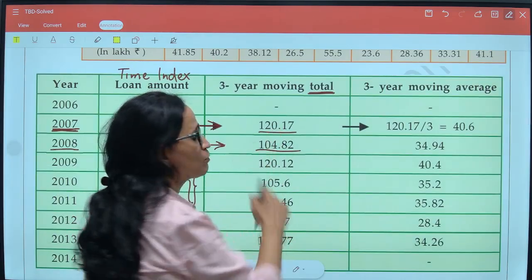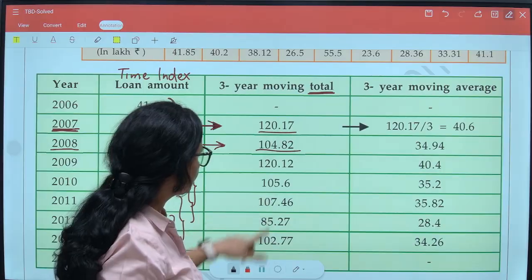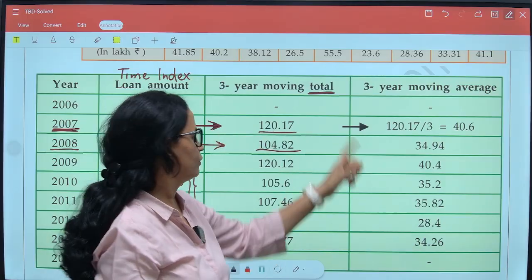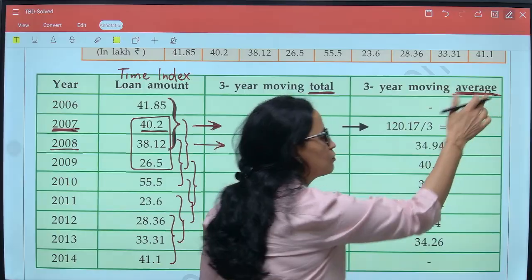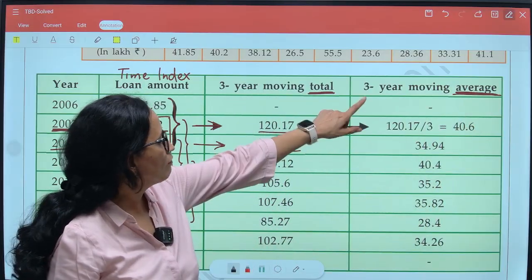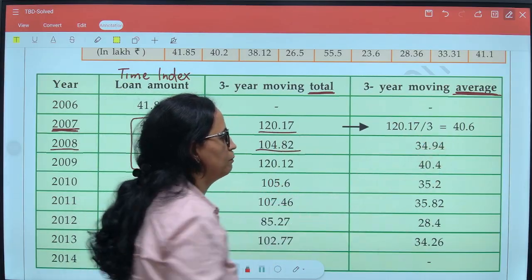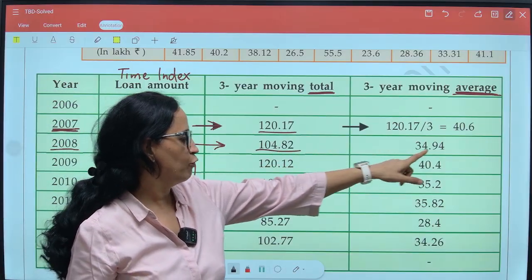Now for each of these blocks, how do we find the average? By dividing by the count. So divide each of these values in the total column by 3 because it was a 3-year moving average. When you divide by 3, you get the 3-year moving average. This is what we need to find out. So you have the 3-year moving average, 120.17 divided by 3 gives you 40.6. 104.82 divided by 3 gives you 34.94.